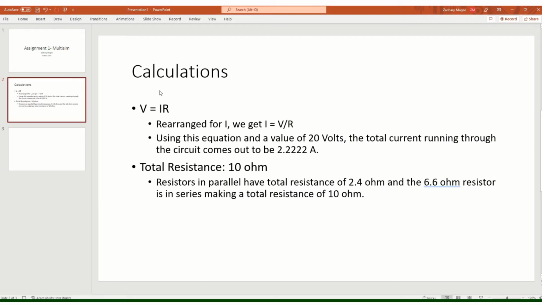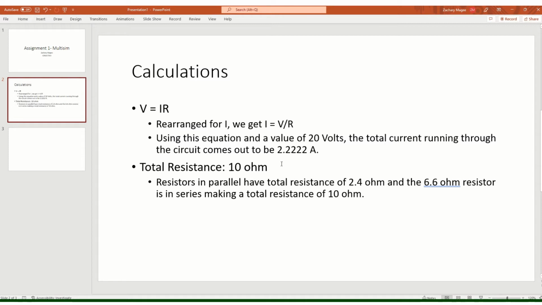Some calculations that were used throughout this is V equals IR. Rearranged for I, you get I equals V over R. And using this equation and a value of 20 volts, the total current running through the circuit will come out to 2.2222 amperes with the configuration that I've come up with.